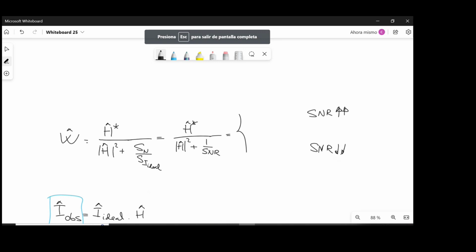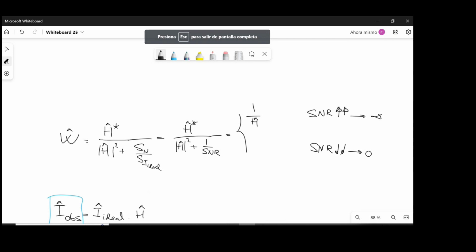So very, very low is when this goes to 0. And very, very high is when this goes to infinity. Okay, so when the signal to noise ratio goes to infinity, this is 1 over infinity, this is 0. And then I have the complex conjugate divided by the modulus, so that is 1 over h. So when I have a very high signal to noise ratio, this Wiener filter behaves as just the ideal image restoration, so just dividing by the Fourier transform of the kernel.